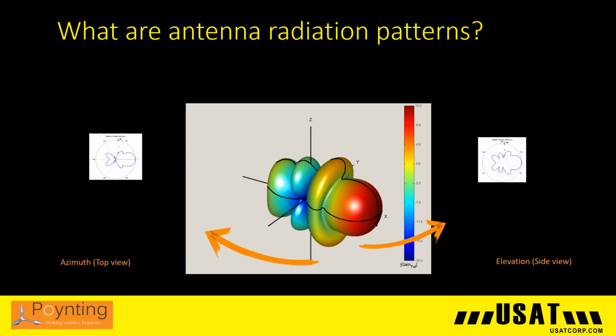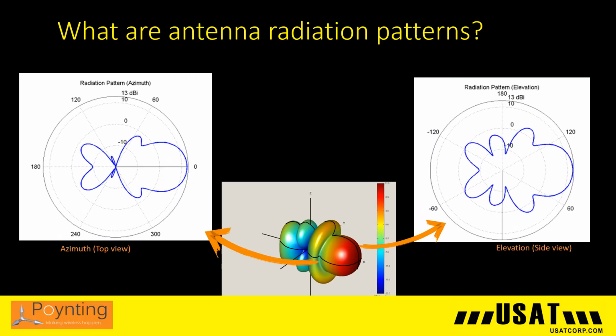Now some cool visuals. What we are seeing here is a 3D simulated radiation pattern of a directional antenna. The antenna itself is located in the center where the X, Y, and Z lines meet. It shows the relative gain in all directions, and the dark red represents the highest gain and is the direction where the antenna is pointing.